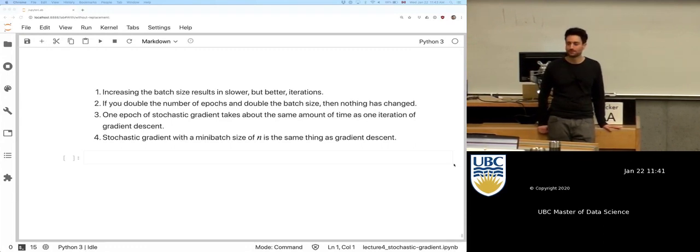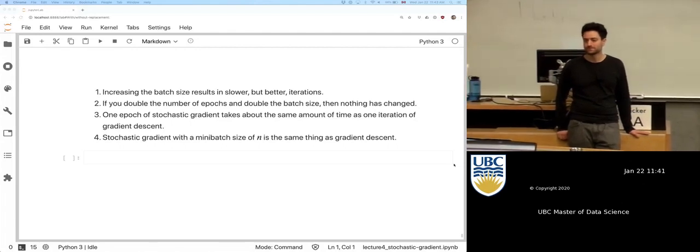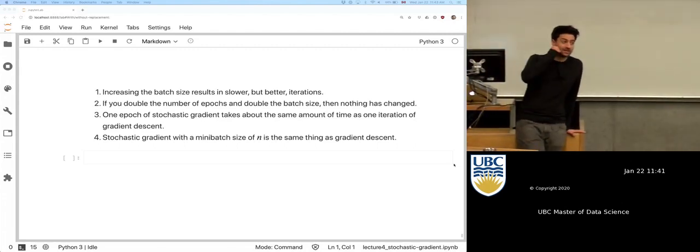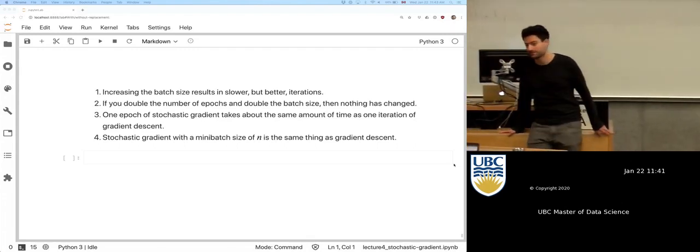Sam. So is it also fair to say that, for example, 100 epochs of SGD takes about the same amount of time as 100 iterations? Yes, sure. 100 epochs of SGD takes about the same amount of time as 100 iterations of GD, sure.